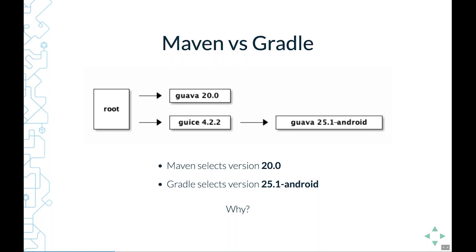So take this graph. I have a root project that depends on Guava 20, and also on Guice 4.2.2, which is a real dependency that you can find on Maven Central. And Guice actually also depends on Guava, and Maven would select version 20. We would select version 25.1. So it is interesting to understand why we make that decision.